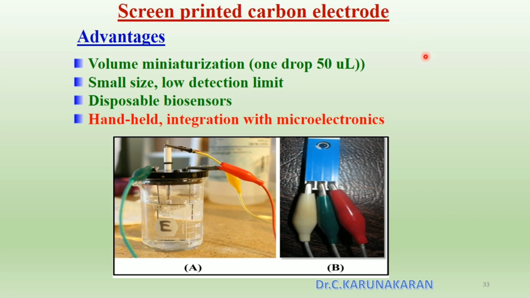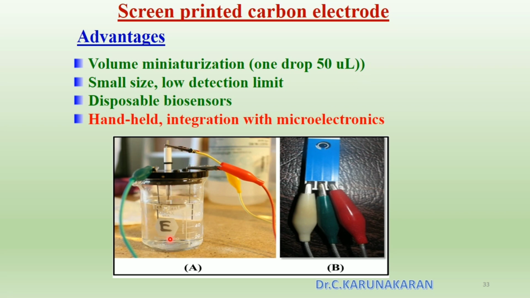What are the advantages of screen printed carbon electrode? For example, platinum electrodes are very expensive. They are inert, but they are very, very expensive. These electrodes are very, very cheap, and they are disposable. The advantages are we can use only 50 microliter of the sample. For example, biological samples are very, very costly. Enzymes, antibodies are very, very expensive.